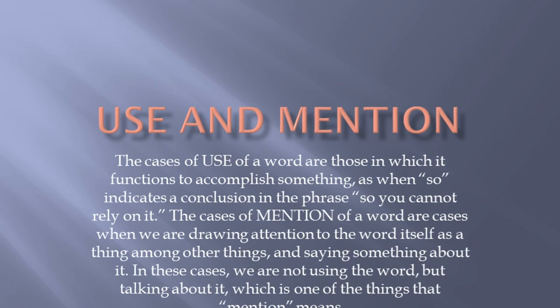We are going to look at another topic: use and mention. The cases of use of a word are those in which it functions to accomplish something, as when so indicates a conclusion in the phrase, so you cannot rely on it. The cases of mention of a word are cases when we are drawing attention to the word itself as a thing among other things and saying something about it. In these cases, we are not using the word but talking about it, which is one of the things that mention means.